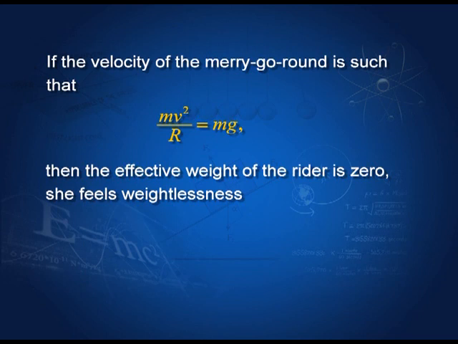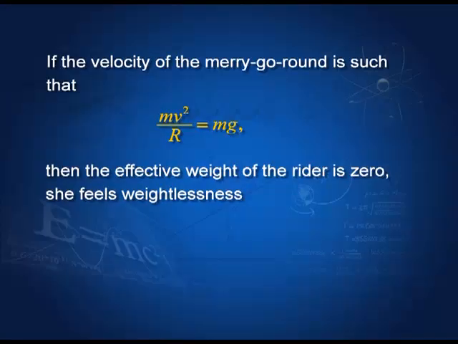If the velocity of the merry-go-round is such that mv squared by r is equal to mg, then the weight is 0. That is, at the top of this circular path, the object will have weight 0 if mv squared by r is equal to the weight of the object. In other words, the centripetal force will then completely support the weight of the object.